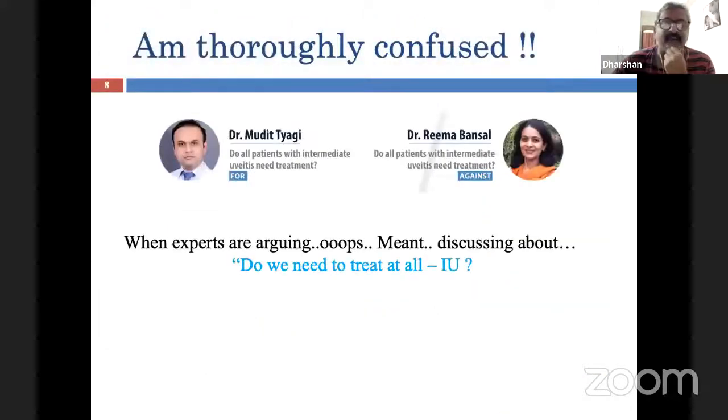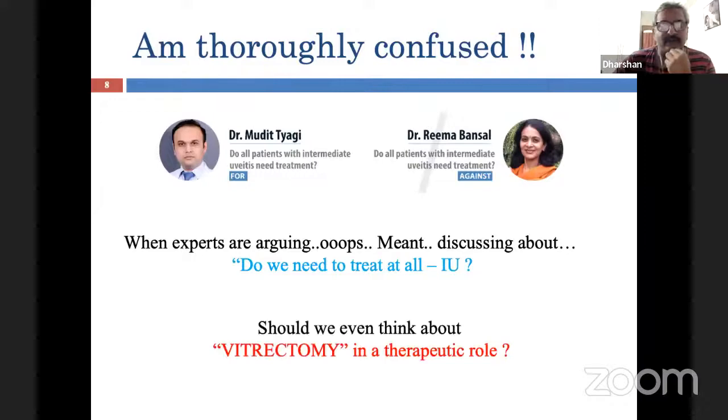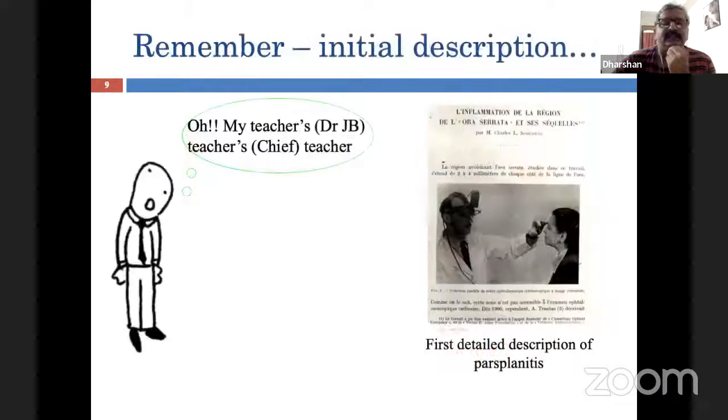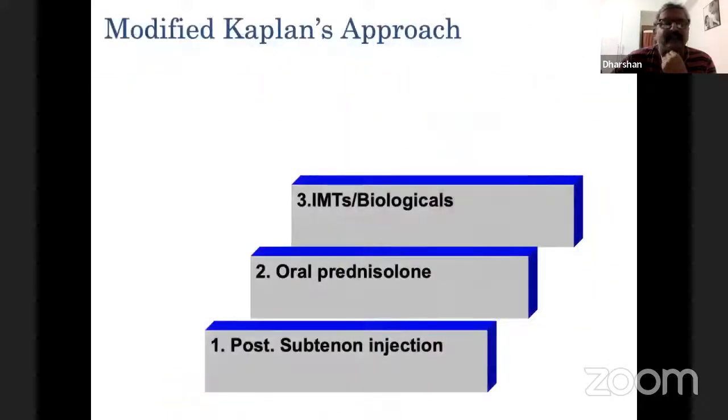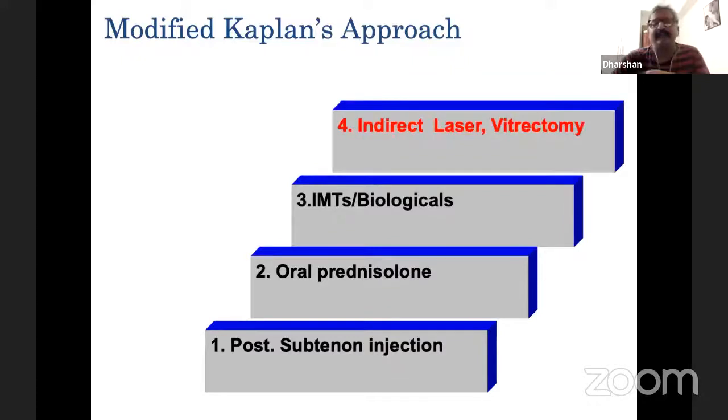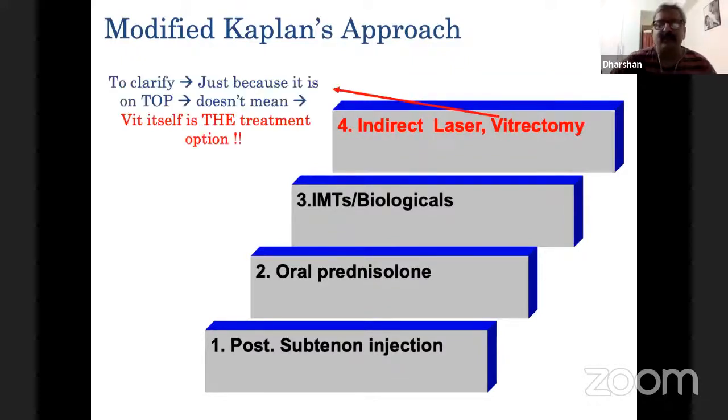I'm thoroughly confused. We just had a discussion with experts on whether to treat or not treat intermediate uveitis, and we are talking about straight away vitrectomy in a therapeutic role. See, the initial description of vitrectomy was by my teacher's teacher. I'm trying to gain brownie points from the panelist, Dr. JB. This was initially described by Charles Kelpens. The modified Kaplan's approach came in later, which said that the posterior subtenon injection was the first choice. Then other periocular or local intravitreal injections, oral steroids, immunomodulators or biologicals, and then finally laser and vitrectomy. I think somebody mistook this four-step ladder approach: because vitrectomy was on top doesn't mean vitrectomy is a treatment option.